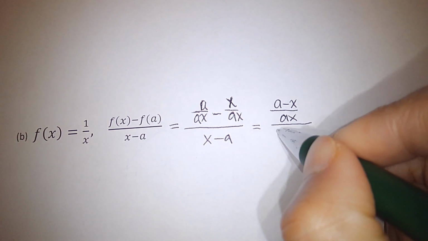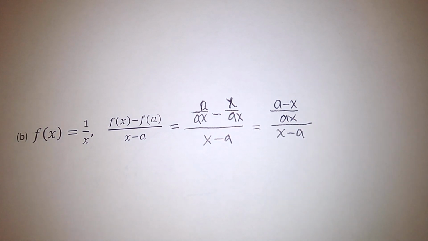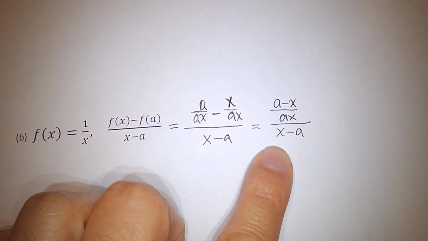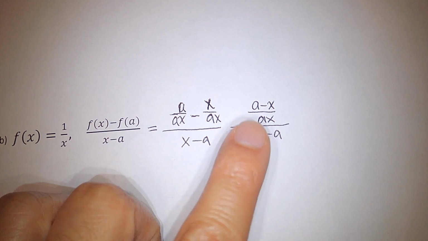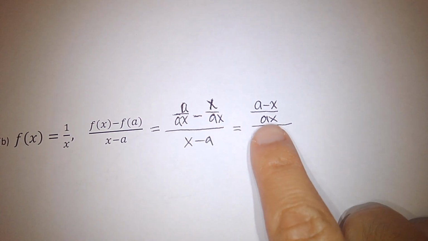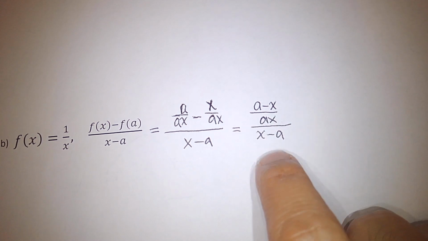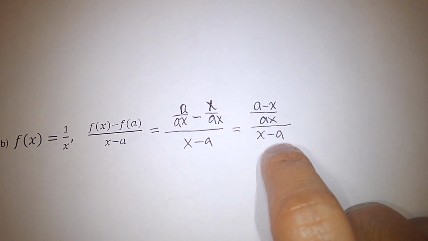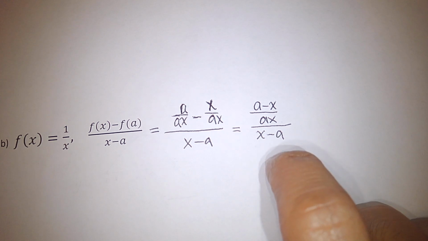On the bottom we have what? X minus a. Can we say this is the most simplified form? Yes or no? No, why not? You see, we have a minus x. We have x minus a. What's the difference between a minus x and x minus a? They are the reverse of each other, like 5 and negative 5. They're additive reverses, right? How do we call that?